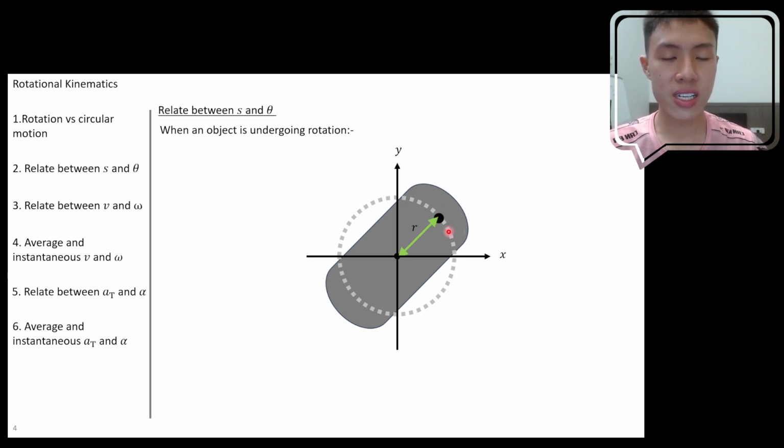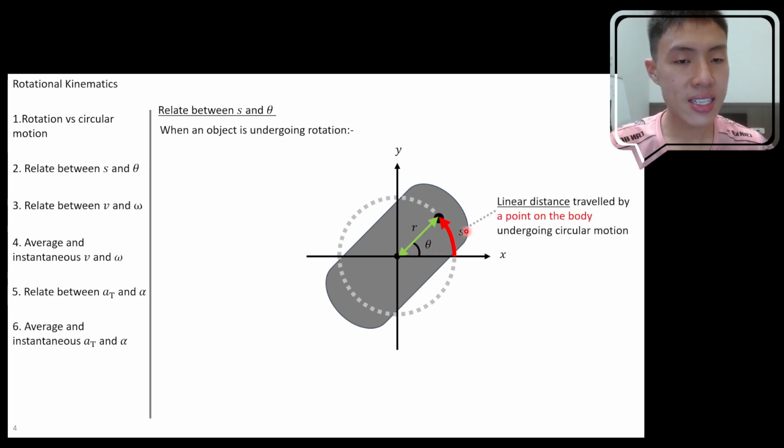Let's clear out everything here and define all the quantities clearly. We have R. We also have S, from the previous chapter. S here is the linear distance, and you have theta over here, which is the angular displacement. Let's define everything in words. S is the linear distance traveled by a point on the body undergoing circular motion.